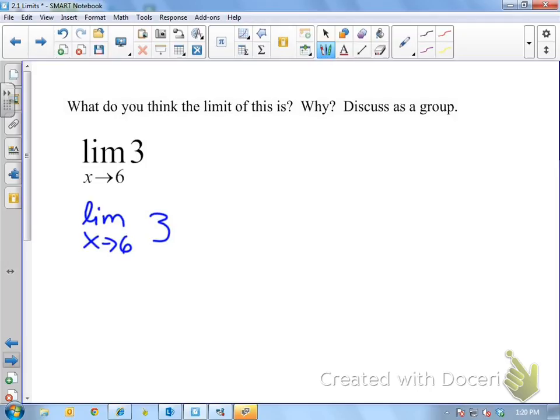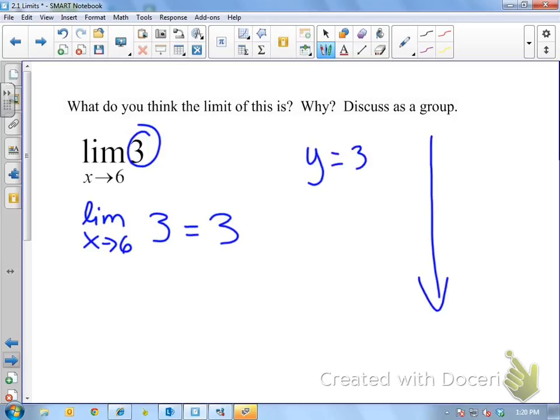What did everyone think? 3. So we're trying to figure out y values and what we're approaching. What would this look like if I said y equals 3? What does that look like as a graph? Horizontal line at 3.